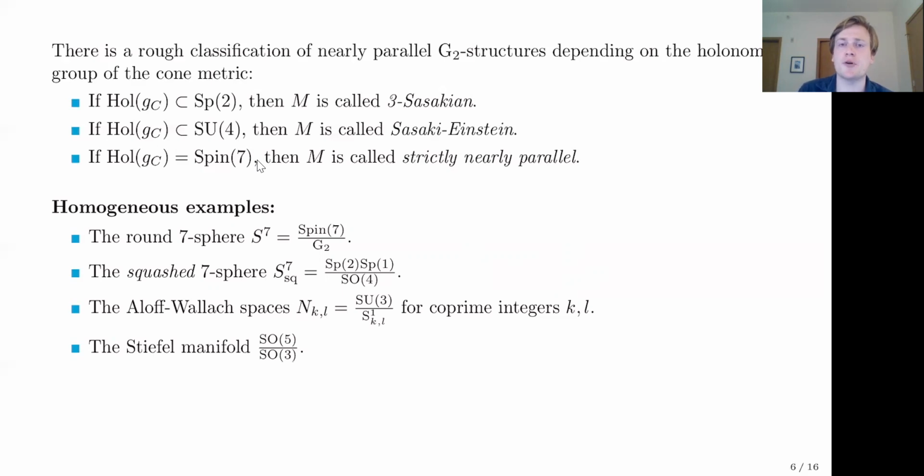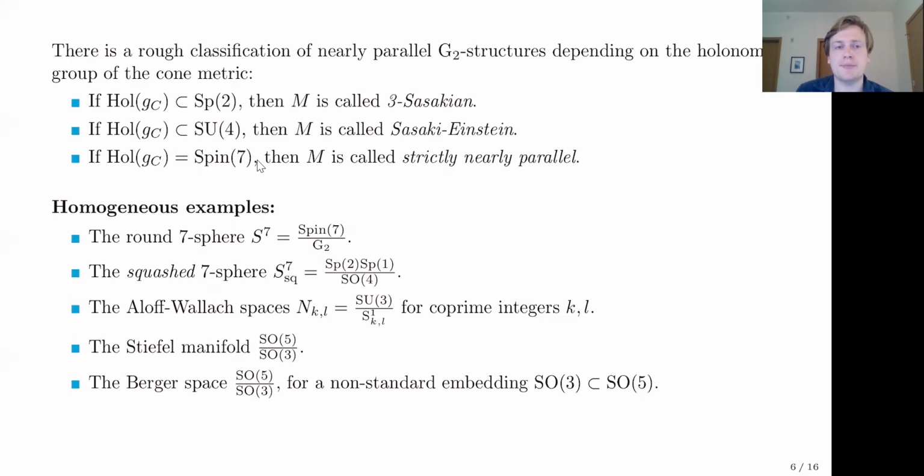Okay. Another example is the Stiefel manifolds. This was SO(5) mod SO(3), where we think of SO(3) embedded in the standard way, as the group that fixes two directions, giving a standard embedding of SO(3) inside SO(5). This homogeneous space is a Stiefel manifold, and it admits a Sasaki-Einstein metric.